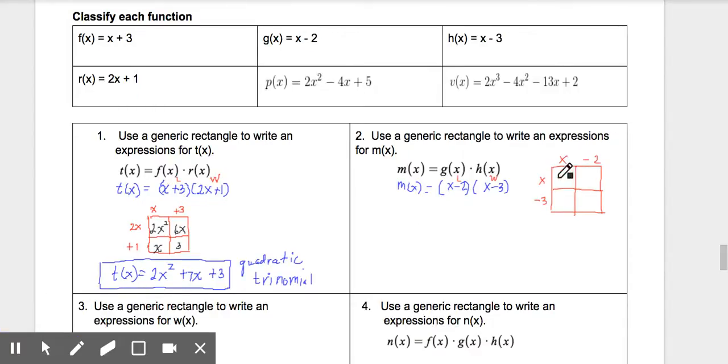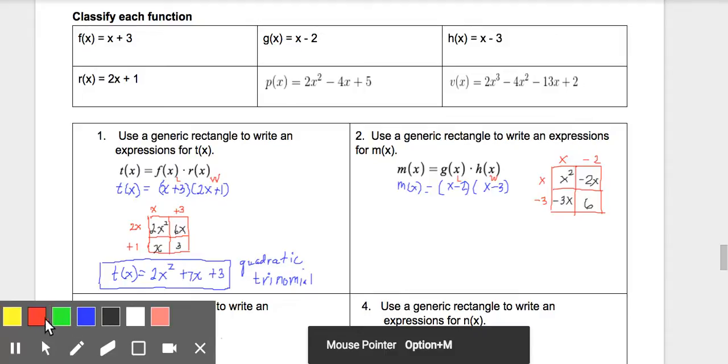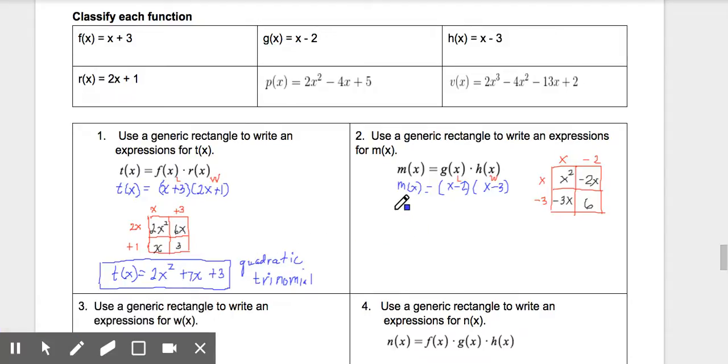So now we multiply. X times x is x squared. X times negative 2 is negative 2x. Negative 3 times x is negative 3x. And negative 3 times negative 2 is equal to positive 6. Notice that to fill up these boxes, we are multiplying the length and the width. But when we want to write the area of the rectangle, which is m of x, we are going to add like terms.